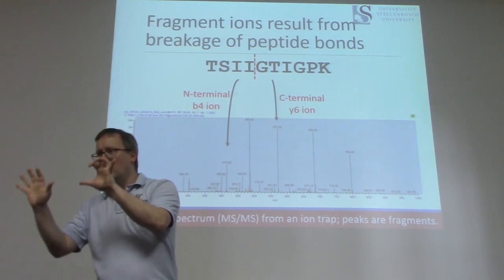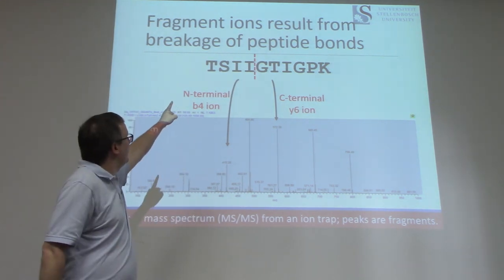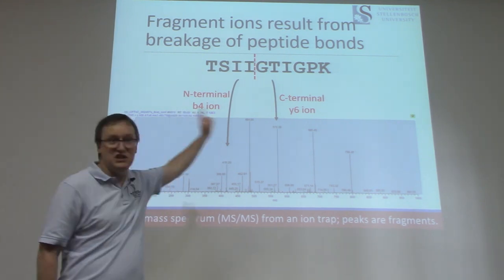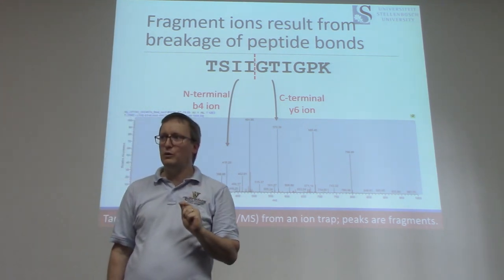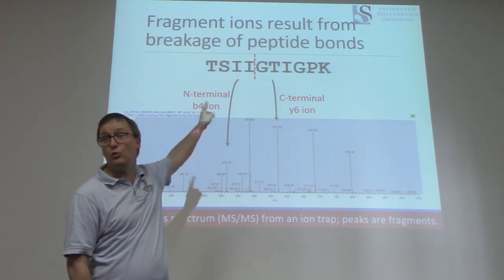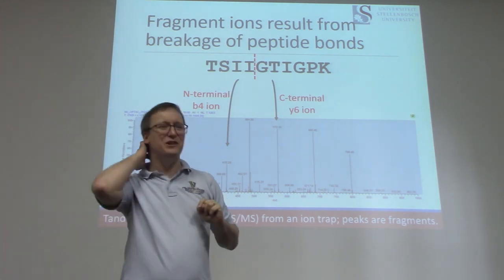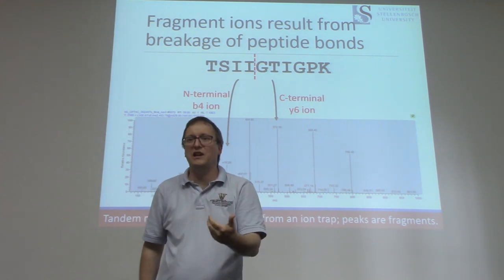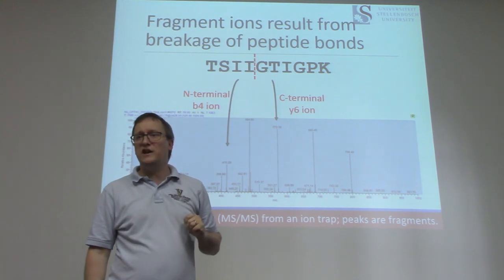Okay, so we've moved one peptide bond further to the left. Now we have an ion that contains TSI, our B3, and one that starts with IGT for our Y7 ion. How much mass difference would we have between, let us say, the Y6 ion and the Y7? 113, thank you. Yes, the mass of isoleucine, so the mass to charge is 113 different. So 572 is our Y6.